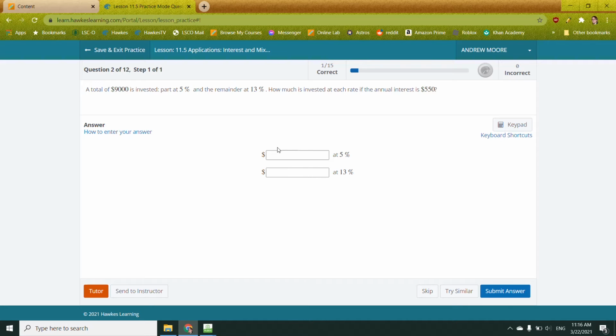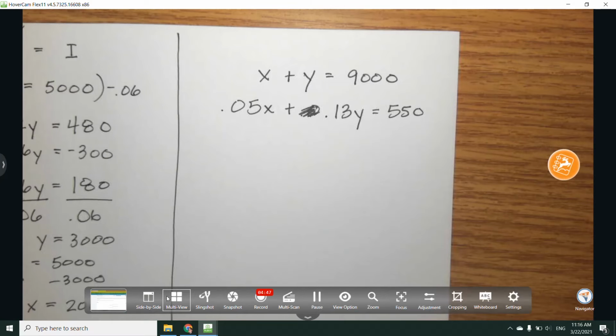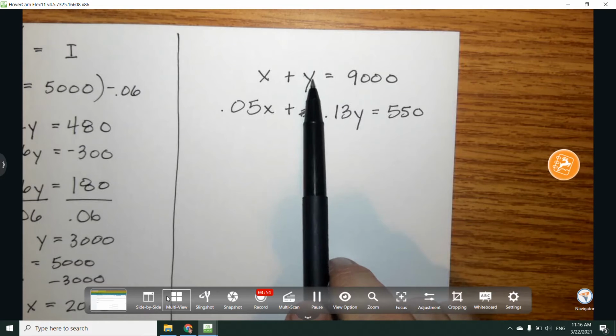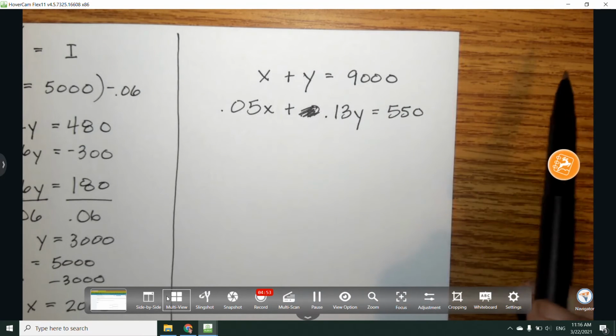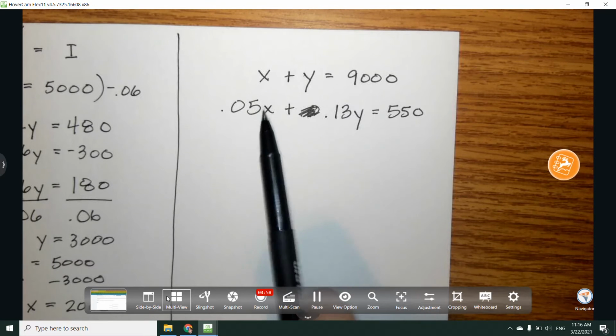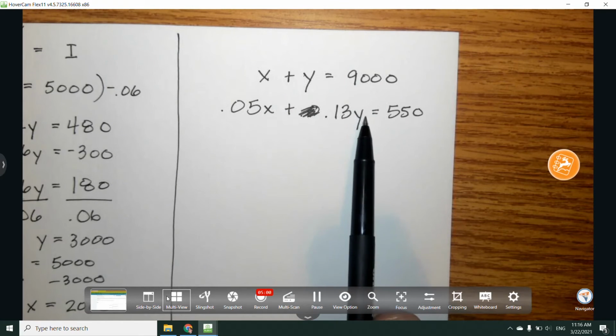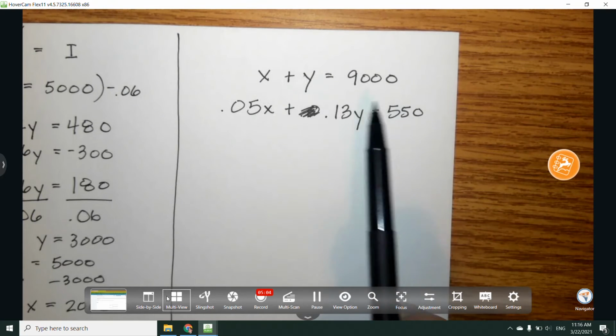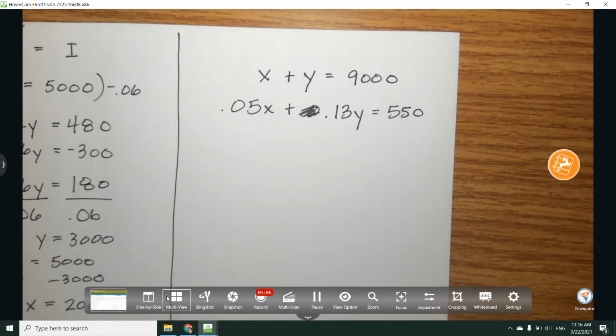A total of $9,000 is invested, part at 5% and the remainder at 13%. How much is invested at each rate if the annual interest is $550? This one's almost identical to the last one. We've got our money that's being added together. It's being invested. That gives us 9,000. Here's our rate, 5% times the money invested, plus 13% times the money invested here, and that's our total interest earned through investing in both accounts.